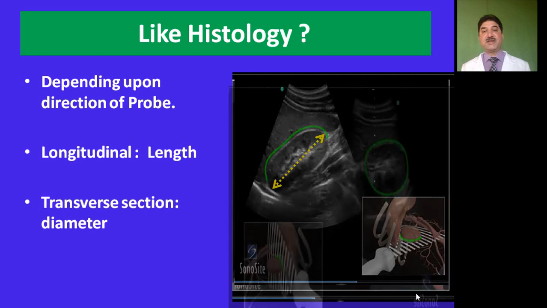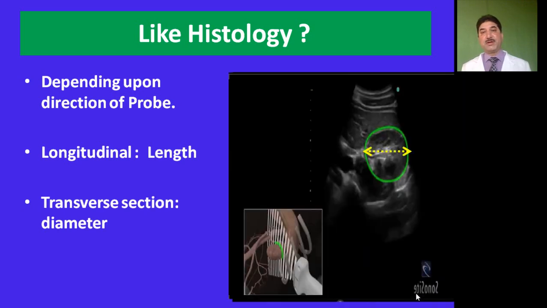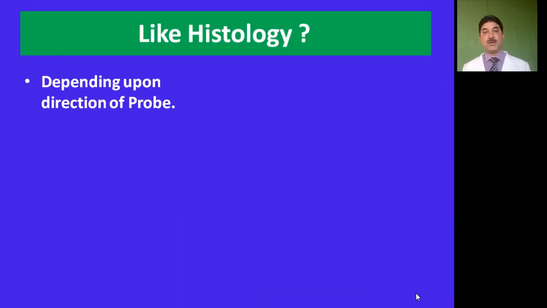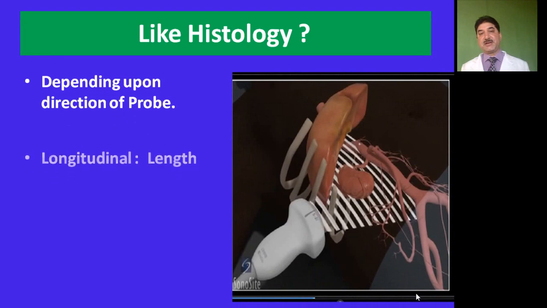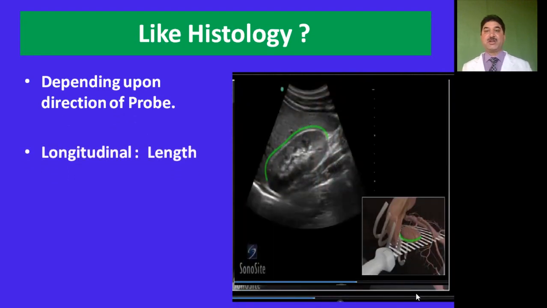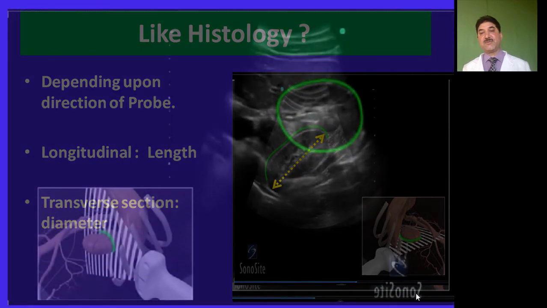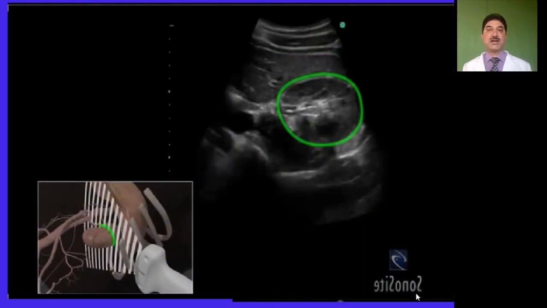Now, if we change the direction of the probe and place the probe transversely, we get a transverse section of the kidney. So, depending upon the direction of the probe, we can take a longitudinal section of an organ or tissue, or a transverse section of an organ or tissue using ultrasound.